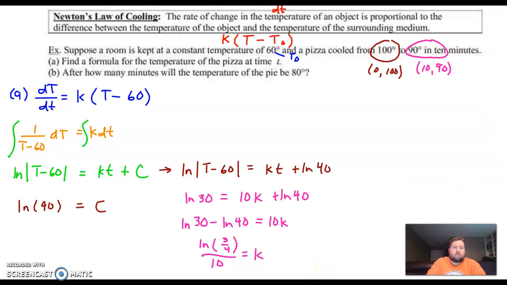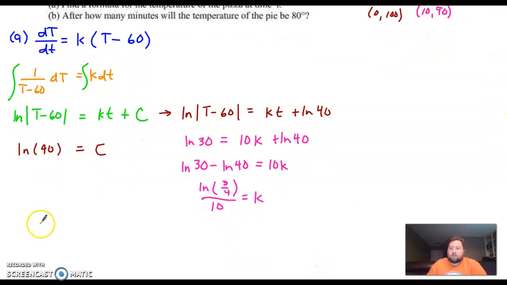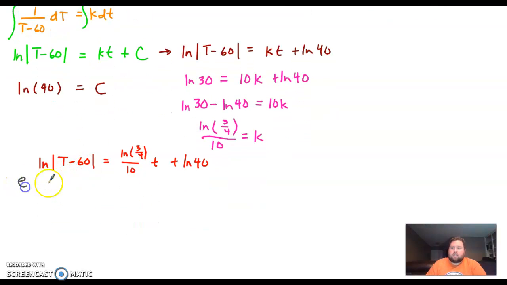So our equation, not quite the answer yet, is natural log of T minus 60 is equal to the natural log of 3/4 divided by 10 times t plus the natural log of 40. Now we need to get T by itself, so we're going to exponentiate everything. Those just cancel out and we get T minus 60. I'm going to go ahead and drop the absolute value bars now. You can look at our initial conditions and see that we're not going to get a negative number inside here, so we can just forget about the absolute value bars.